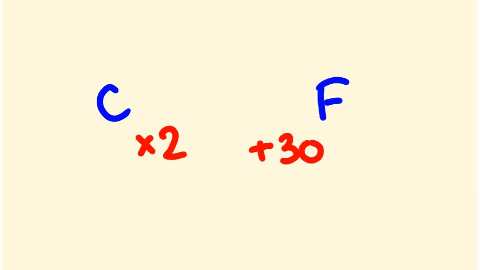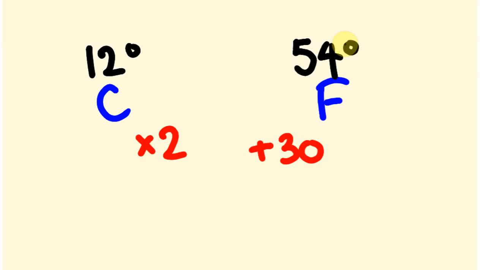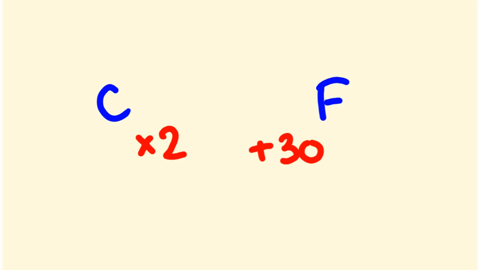Say I want to change 12 degrees Celsius into what it is in Fahrenheit. So first off, we're going to multiply by 2. So 12 by 2 is 24, plus 30 is going to be 54. Okay, so 54 degrees Fahrenheit. Hey, pretty easy, right? Okay, so in reality, it's actually about 53.6, so it's not too bad, okay? So it's pretty easy, yeah?